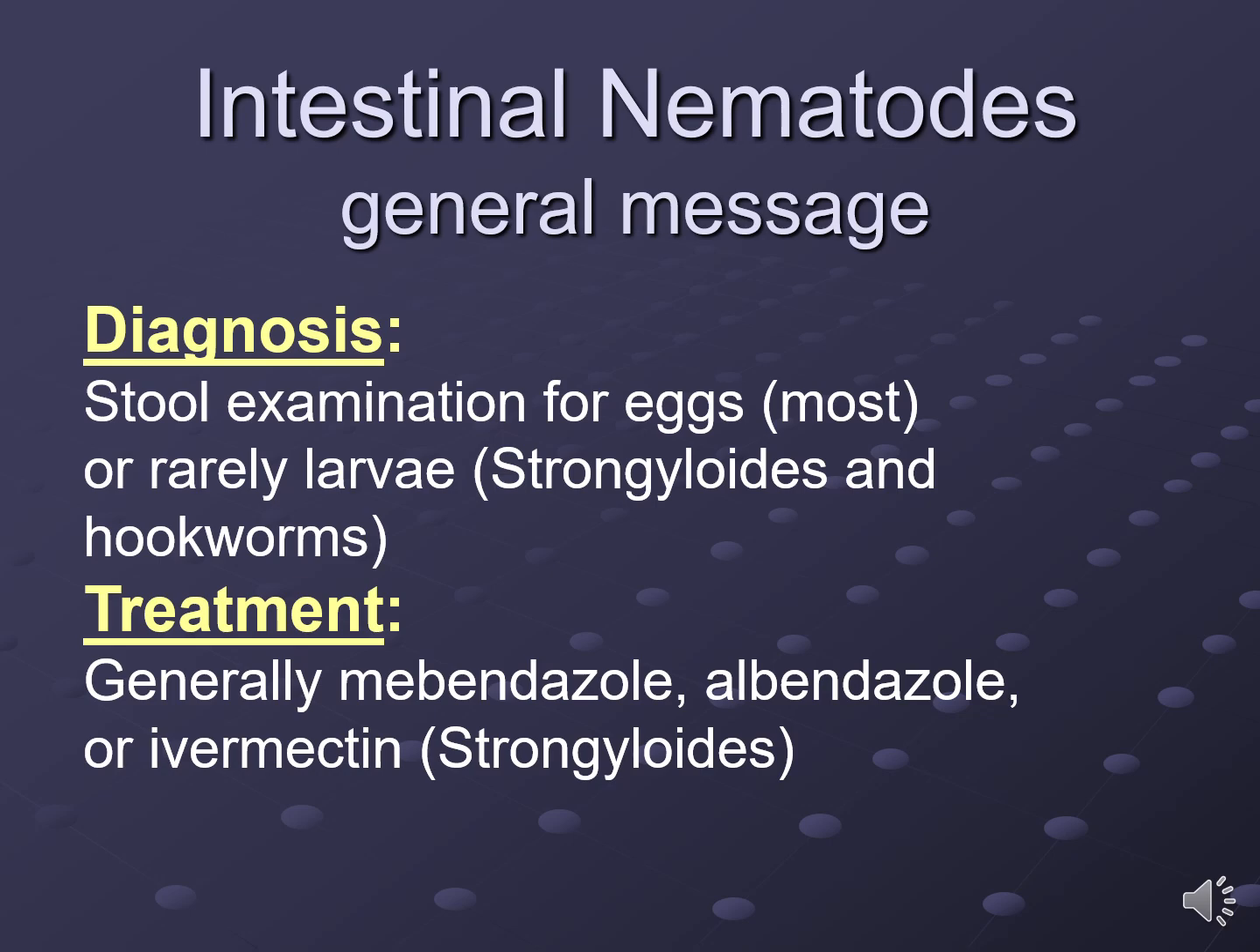Rarely you would find the larvae of these worms. In Strongyloides, of course, you would find the larvae, and with the hookworms, as I told you, the eggs may hatch, and the larvae of the hookworms can be found by microscopic examination. Treatment, generally mebendazole or albendazole, or in the case of Strongyloides, it's ivermectin.